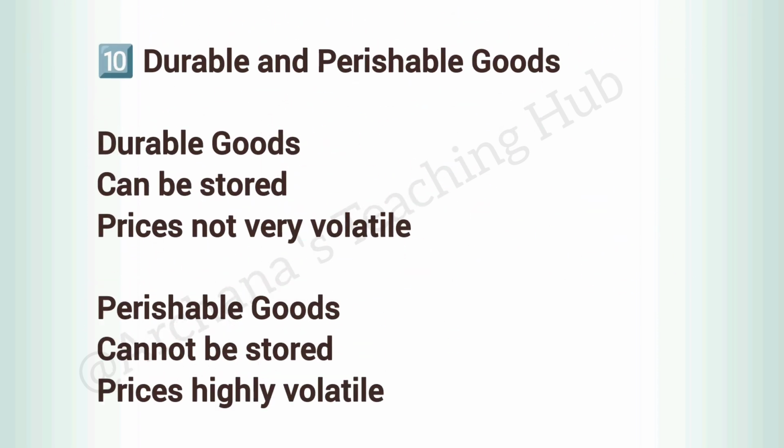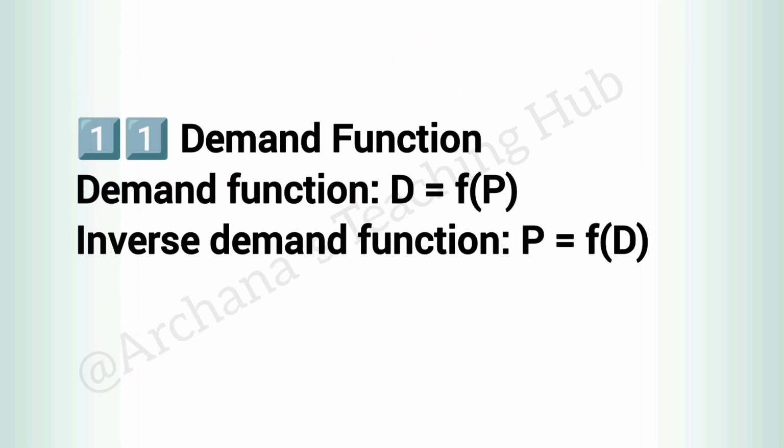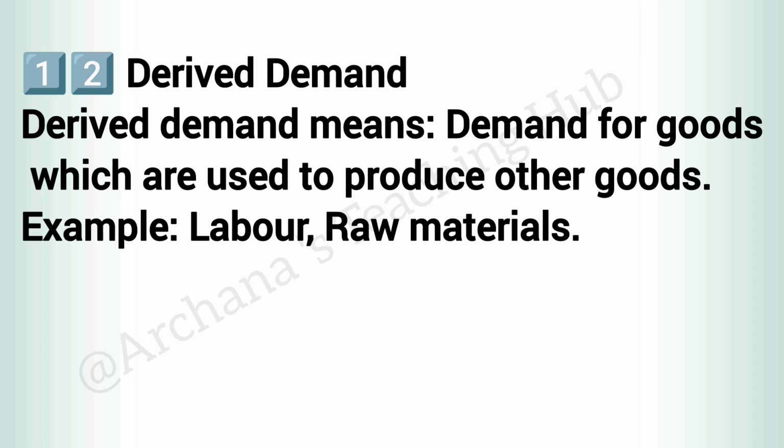Durable and perishable goods. Durable goods can be stored, price not very volatile. Perishable goods cannot be stored, price is highly volatile. Demand function. Demand is a function of price. Inverse demand function, price is a function of demand. Derived demand. Derived demand means demand for goods which are used to produce other goods. For example, labor, raw materials.